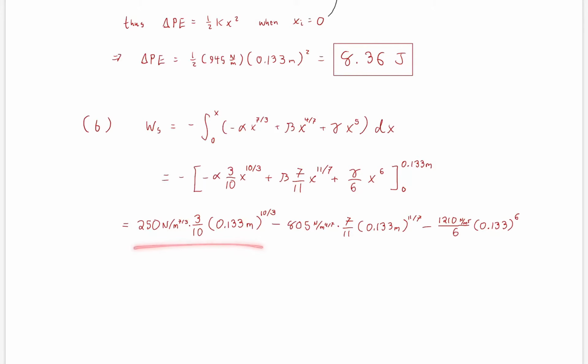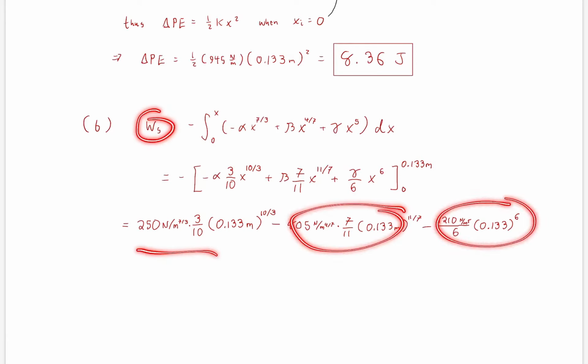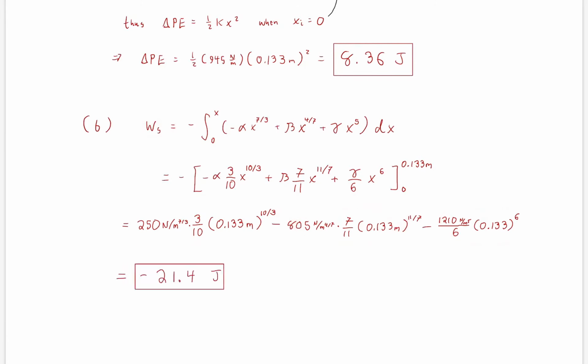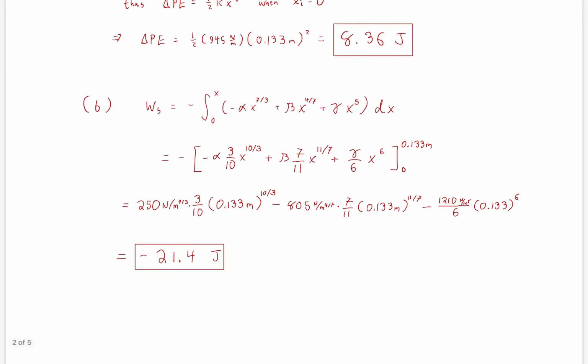So we have a positive term. So the work done by the spring is this term minus these two. Okay? And there we have it. So the work done by the spring is negative 21.4 joules. Okay? That's how much work it does.